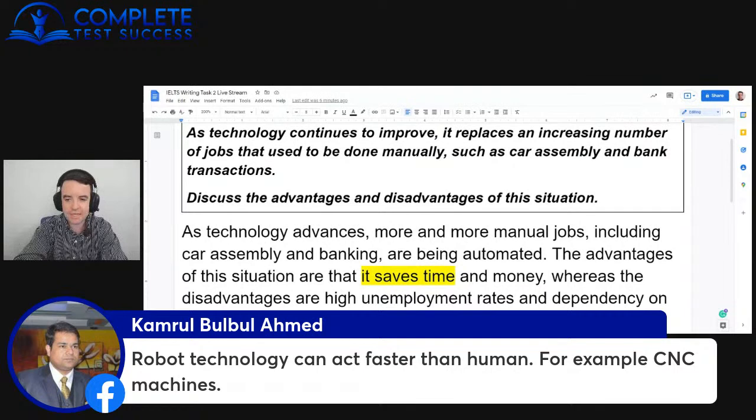Robot technology can act faster than humans, for example, CNC machines. Yes, getting closer. Not as detailed as I need your answer to be, but you're on the right track, saying that they can physically move faster than humans. So yeah, you're on the right track, but I'd like it described in more detail.